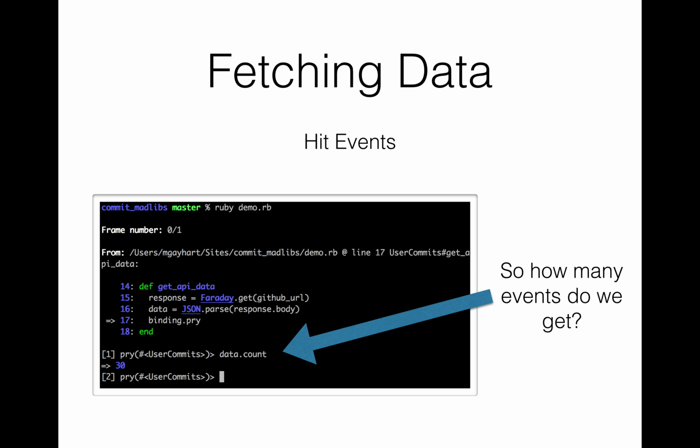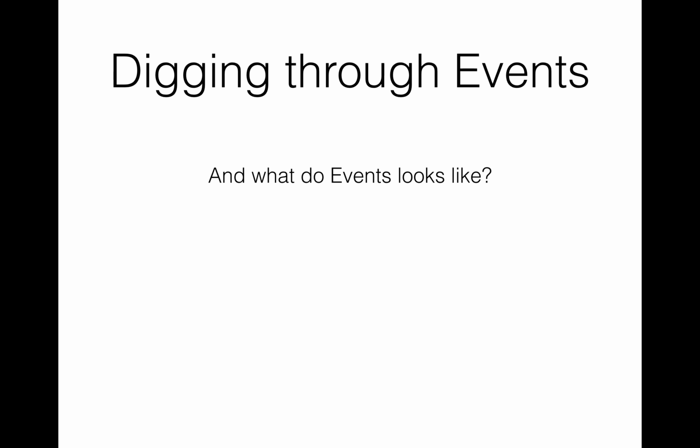So we run it again in pry, we get stopped in the middle of the process, we're assigning data equals JSON.parse, and if we do data.count, it gives us a good idea. It's a good idea when you're working with APIs. You can call .count to get a general idea of what you got back. And we got back 30 things. So that's 30 events that we got back. What do events look like?